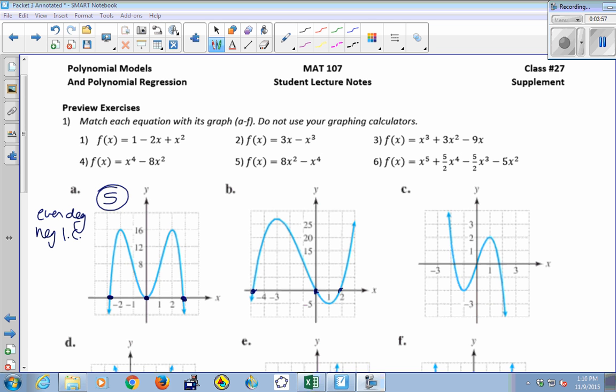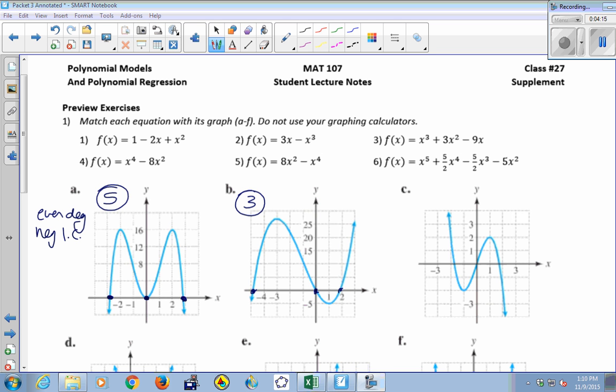What do you think? 3. Yeah, 3 is the only one. X cubed, cubic polynomial, positive leading coefficient. And that's the only one.